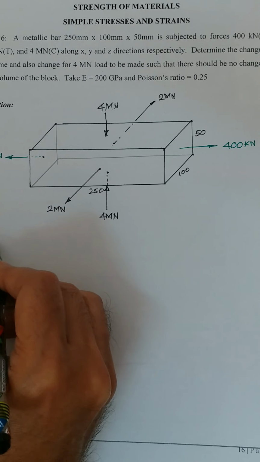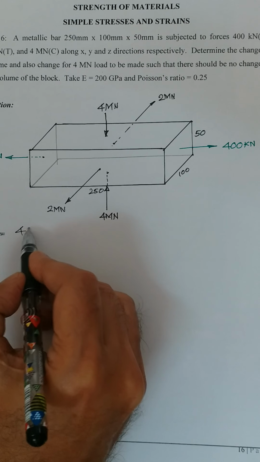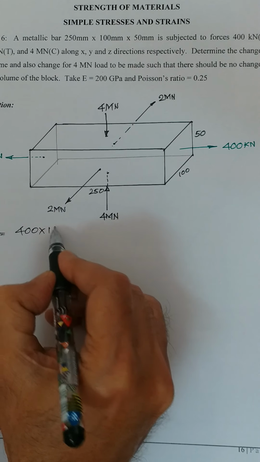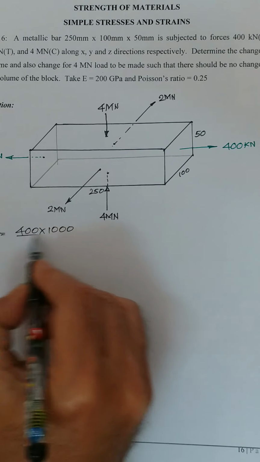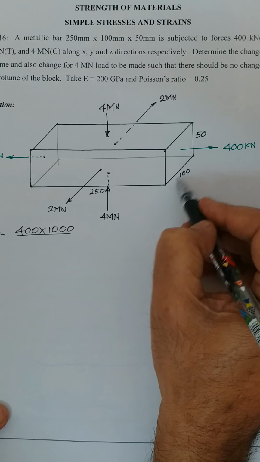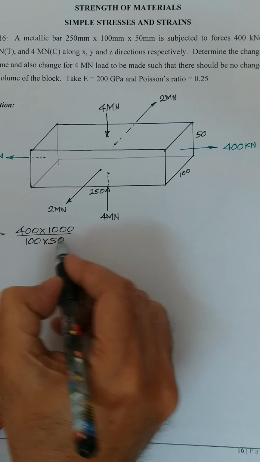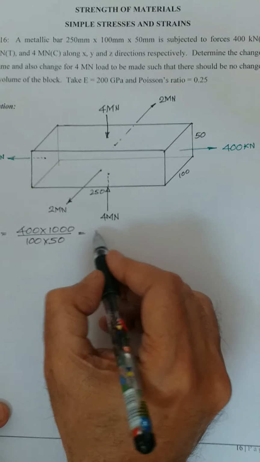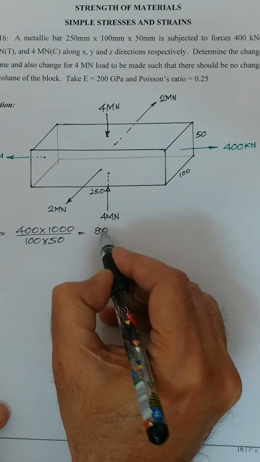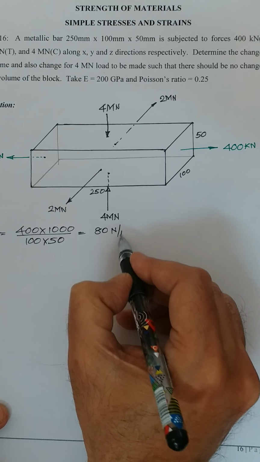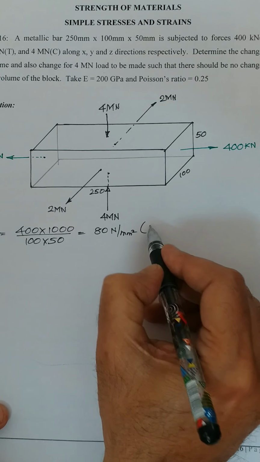So sigma x will be equal to 400 kilonewton, 400 into 1000 divided by the area on which it is acting, 100 by 50. So this will be equal to 80 Newton per millimeter square, and this will be tensile.